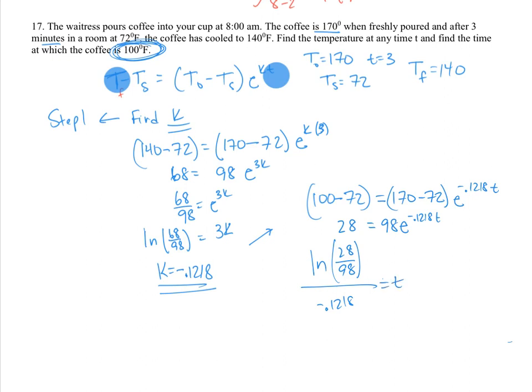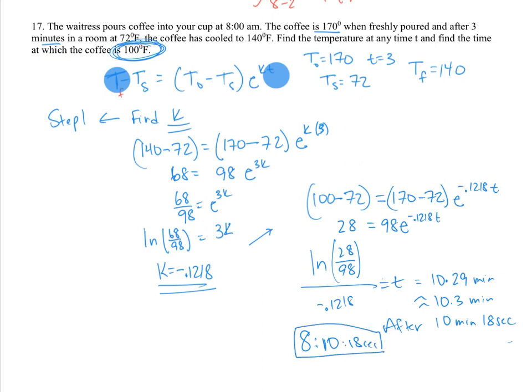You can pause here and see what I did in between to get all those steps. We end up with t equals 10.29 minutes. So we're going to say approximately 10.3 minutes. Okay, 0.3 of a minute, times 60 seconds, that's going to be 18 seconds. So 10 minutes, 18 seconds after it was first poured. So the time will be 8:10 and 18 seconds. There we go. So that's Newton's law of cooling.